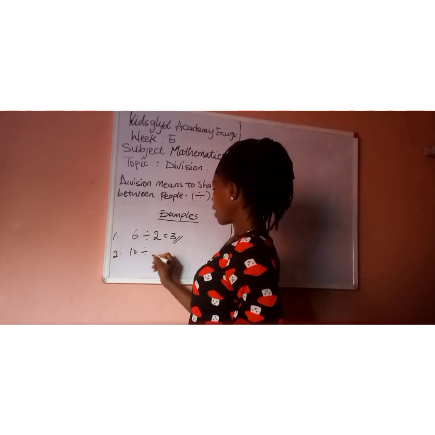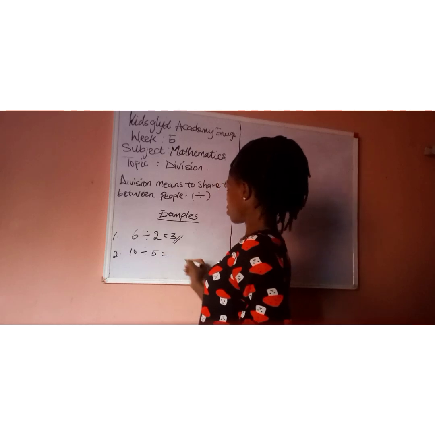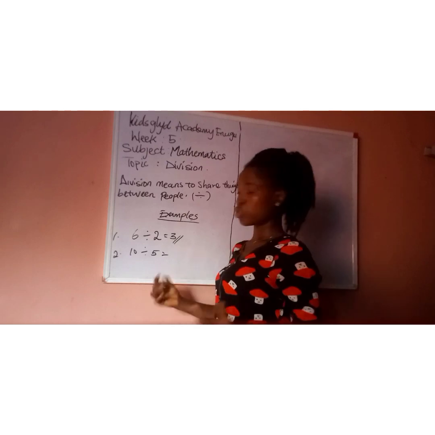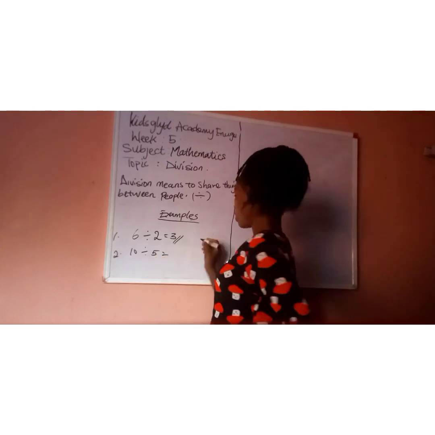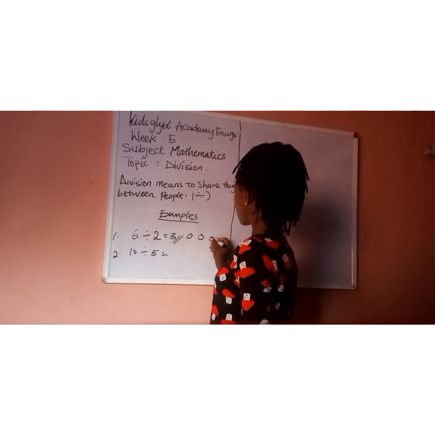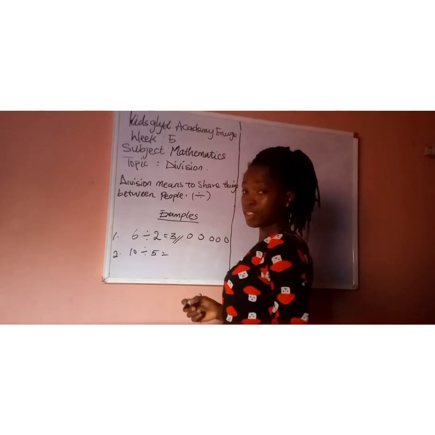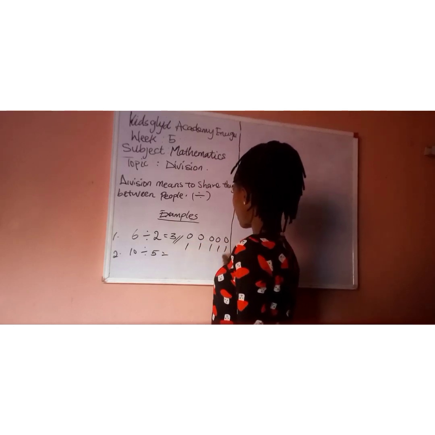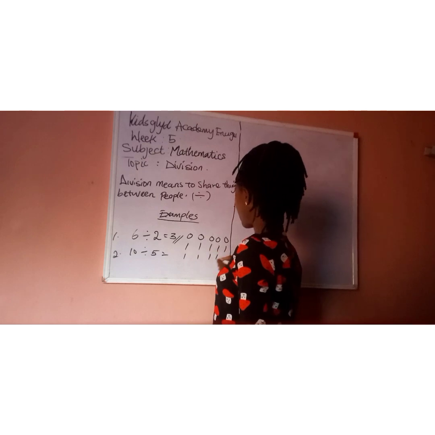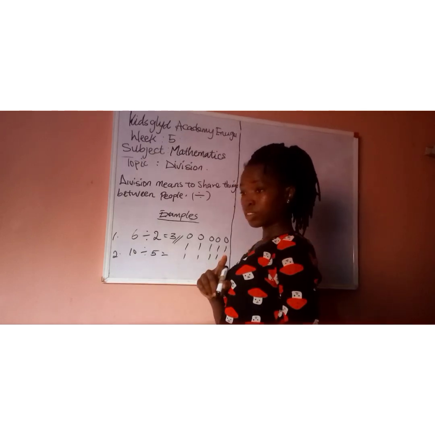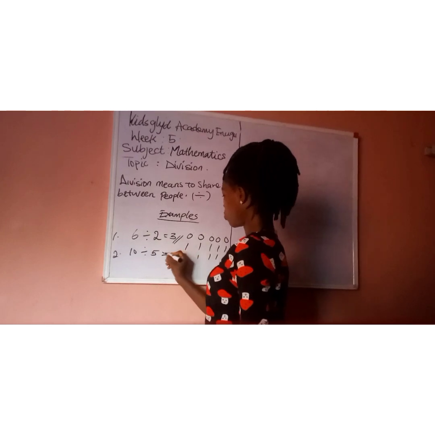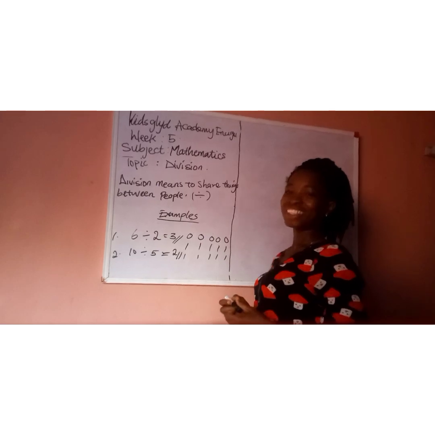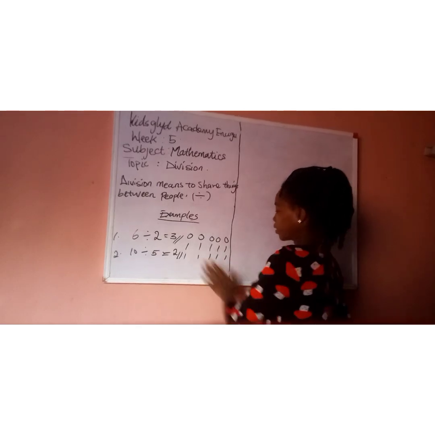10 divided by 5. So you are dividing 10 sweets. You have to share it to 5 people. So you draw 5 heads. Can you see it? So let's divide. 1, 2, 3, 4, 5, 6, 7, 8, 9, 10. How many did each person get? 1, 2. It was 2. Is it difficult? No. Okay.